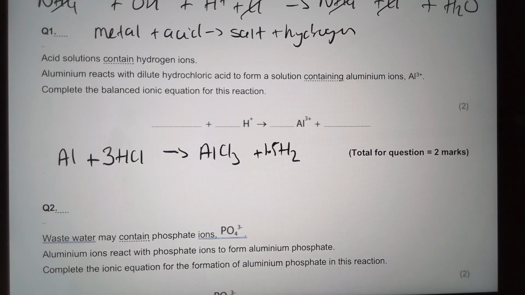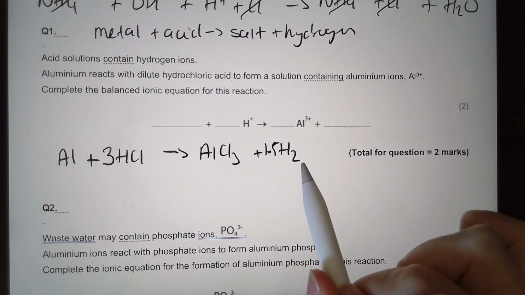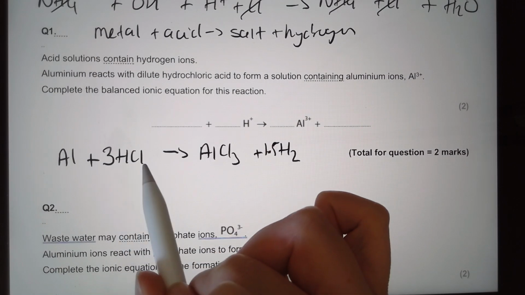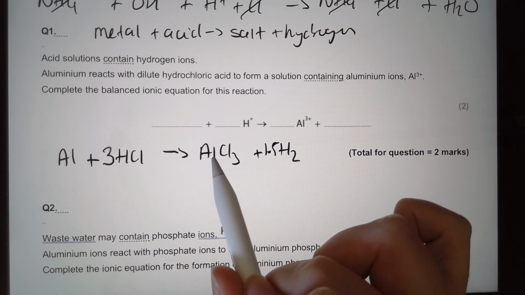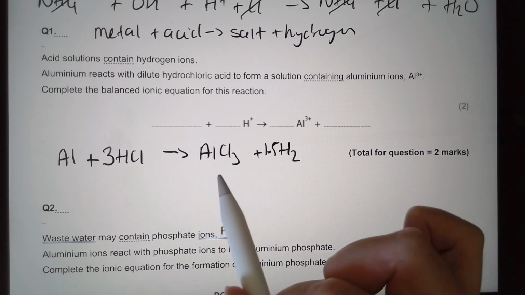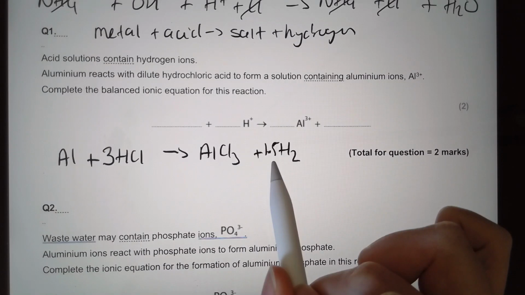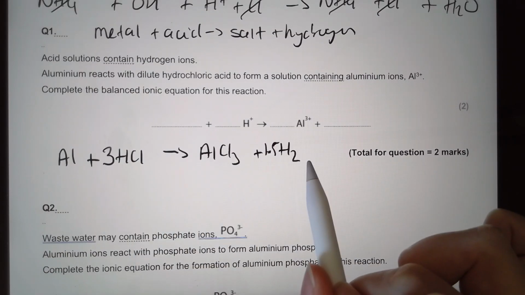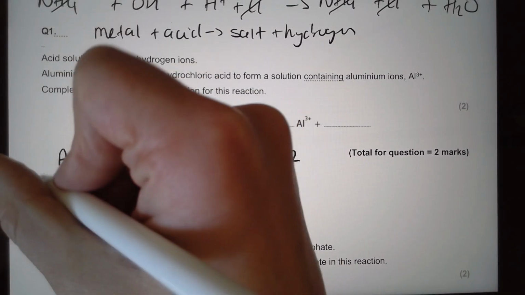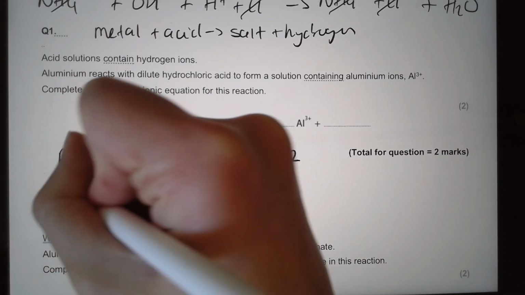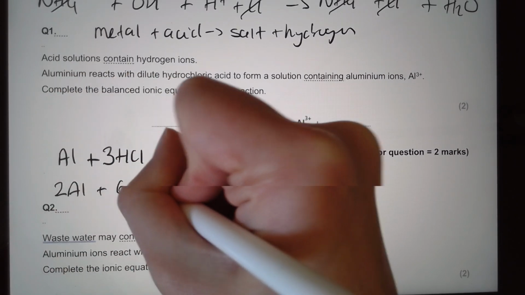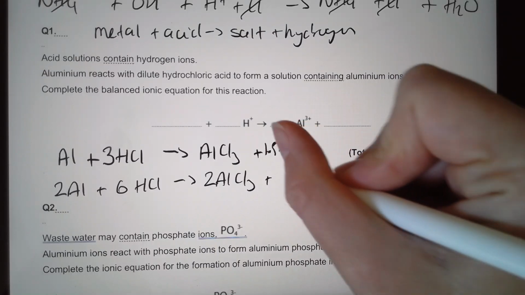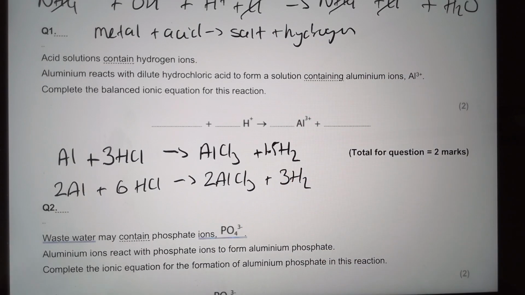I can write 1.5, because now 1.5 times 2 is 3, and 3 over here. So my hydrogens are balanced. My chlorines are balanced, 3 on each side, and then my aluminium, I've got 1 on each side. Now, if you don't like the look of fractions in your balancing, to get rid of that 0.5, I would just need to multiply everything by 2. So if I multiply everything by 2, I end up with a 2 in front of the aluminium, a 6 in front of the HCl, a 2 in front of the aluminium chloride, and 2 times 1.5 is 3, a 3 in front of the hydrogen.